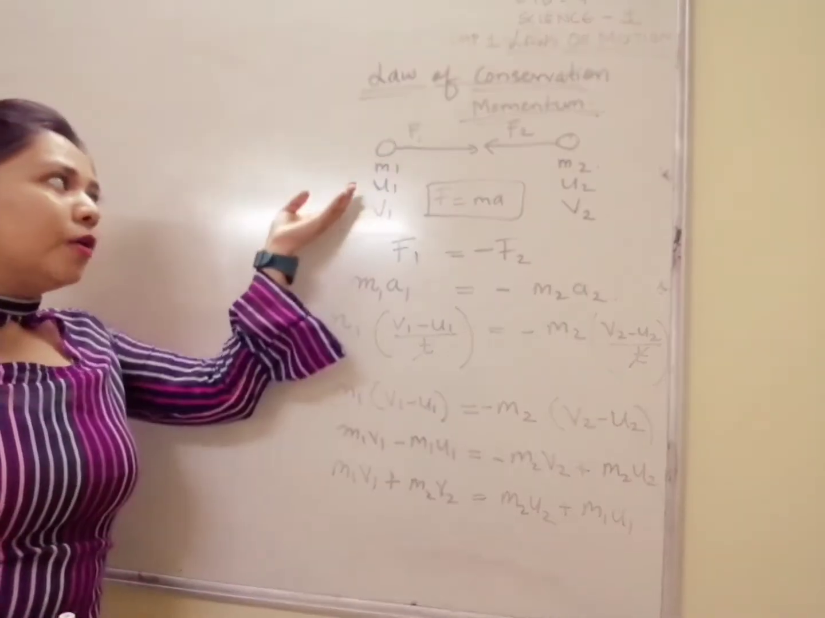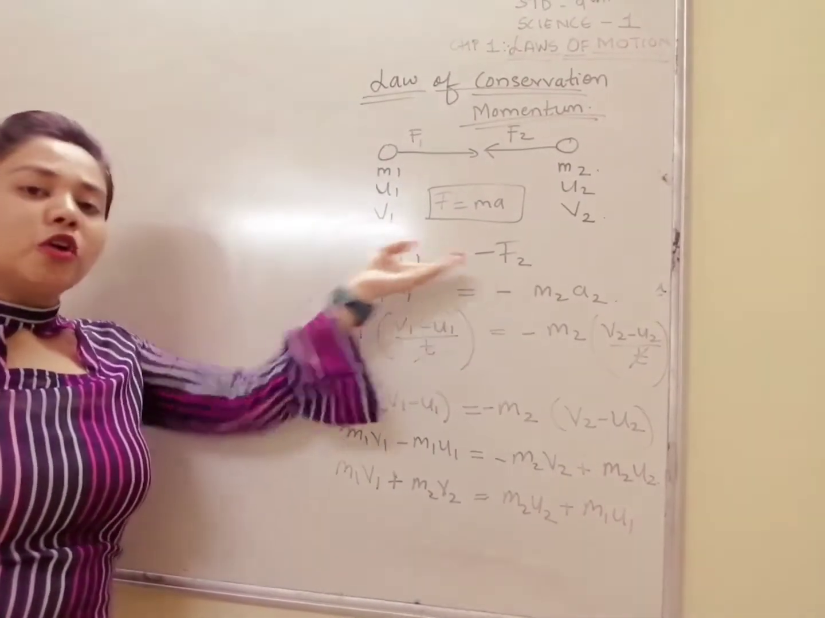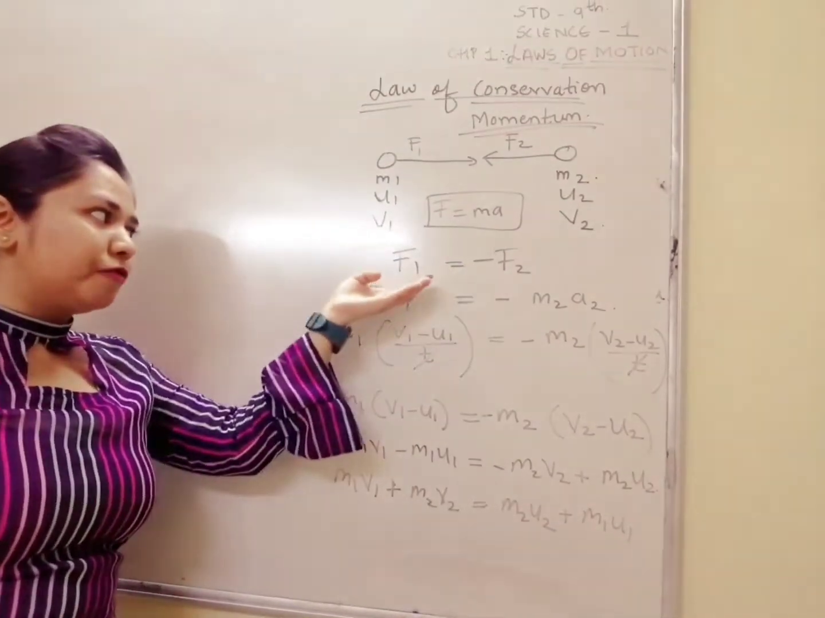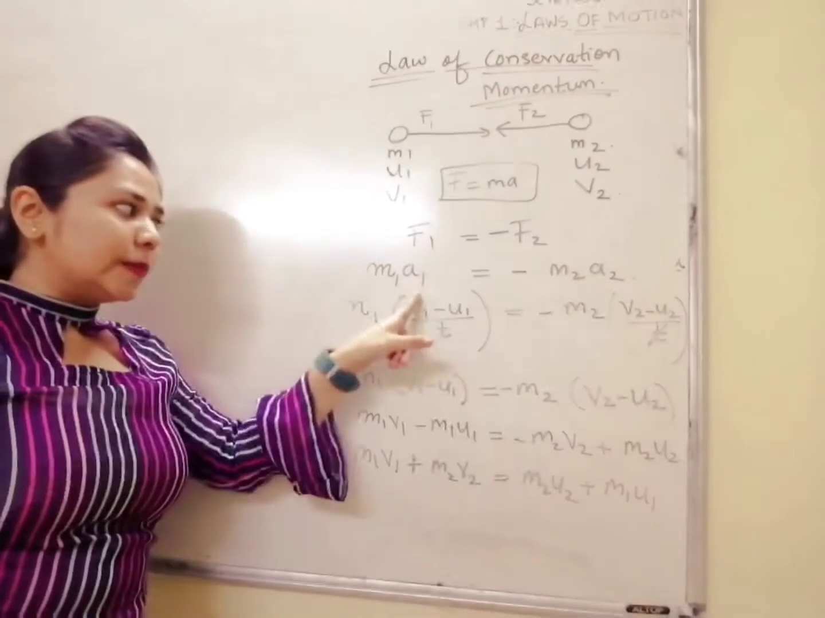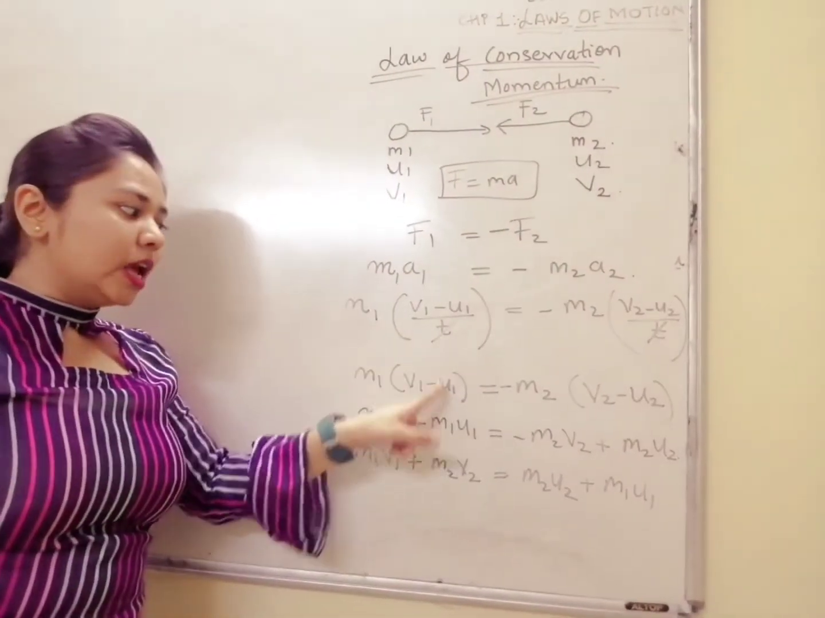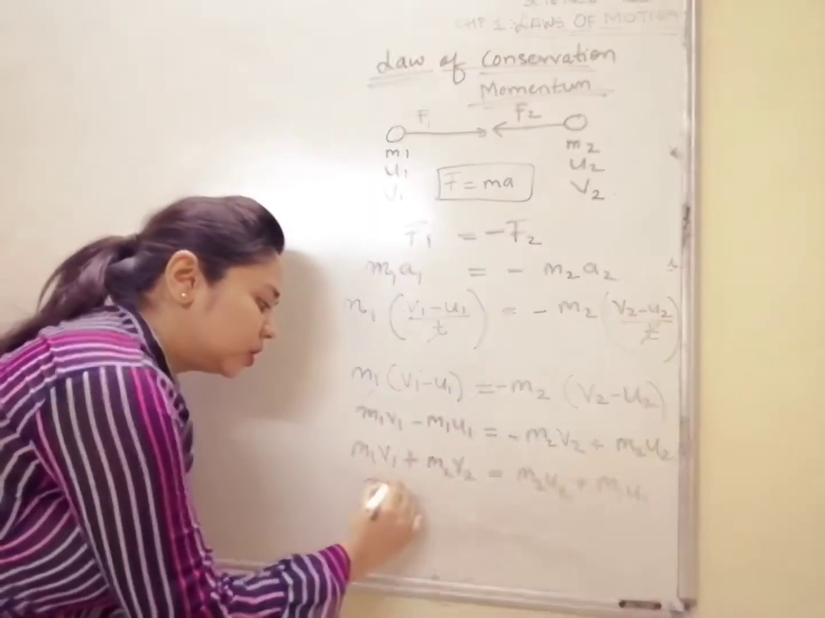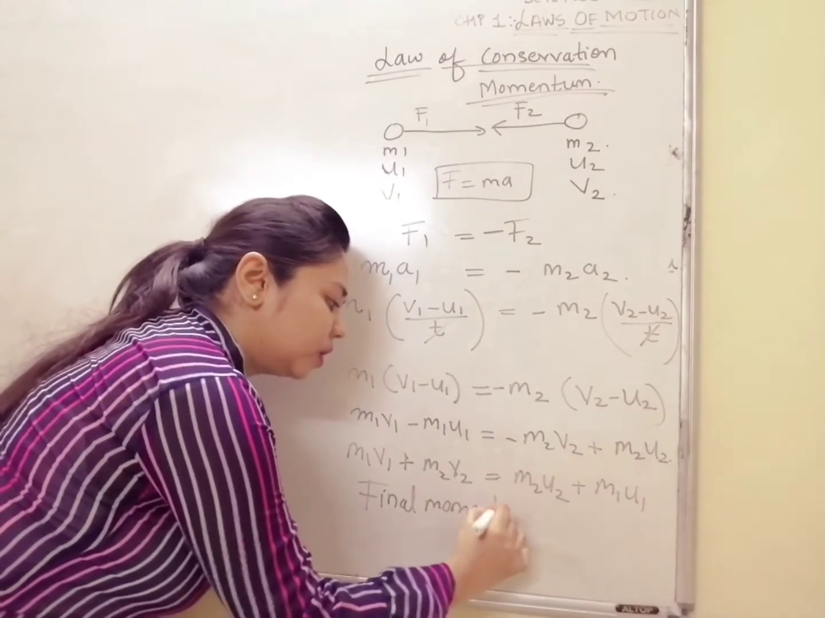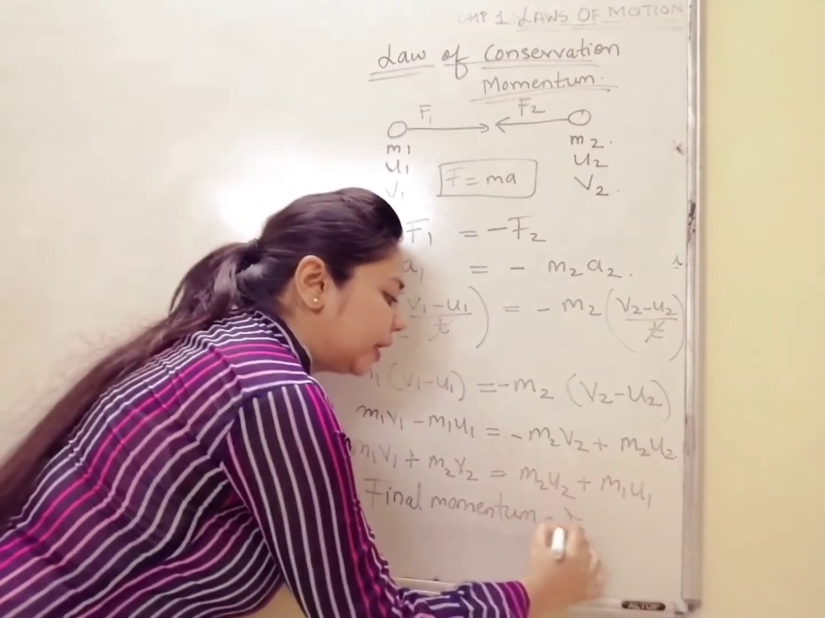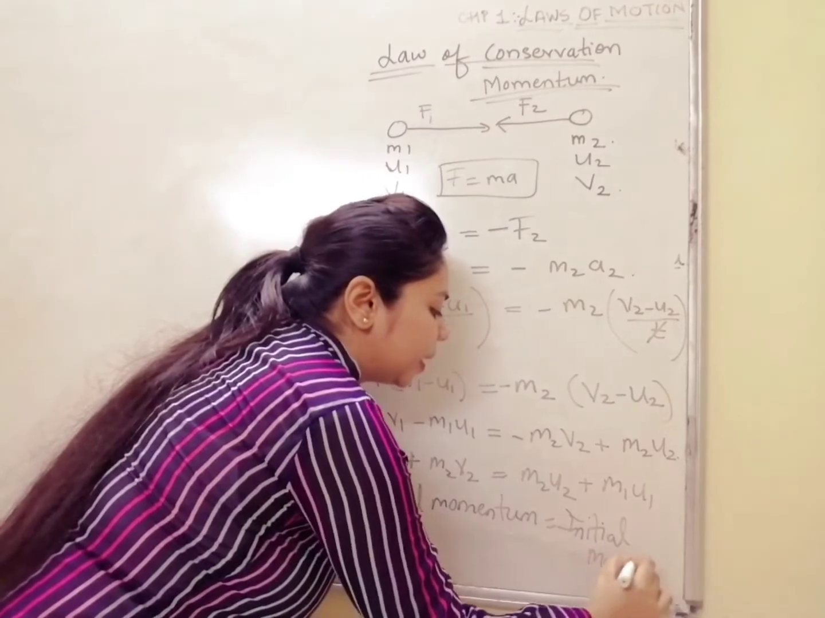Okay, what we are going to take? Mass M1, M2, their initial and final velocity. Forces are in the opposite direction, so F1 will be minus F2. Substitute the value of force, then substitute the value of acceleration and solve it out, and you will get final momentum. This is my final momentum. Will be equal to what? Initial momentum.